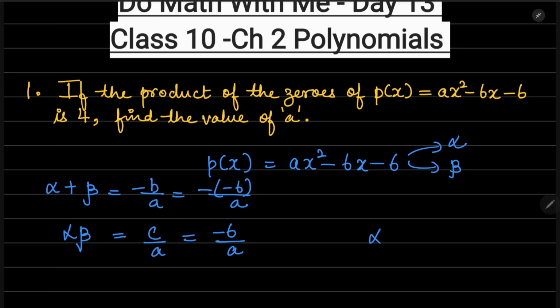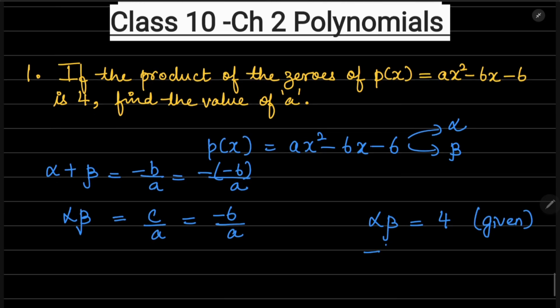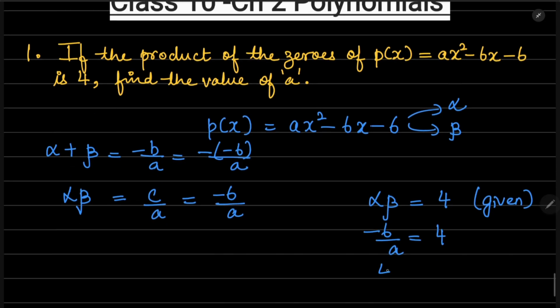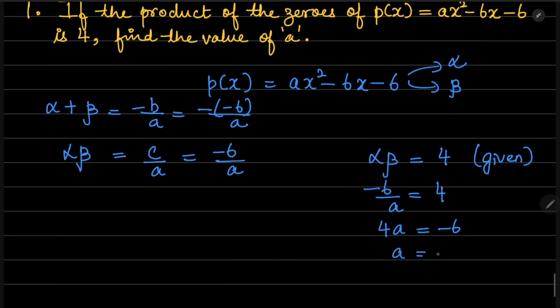So what is the product of the zeros? Alpha beta is equal to, you are given it as, the value is 4. This is given to you in the question. So what is alpha into beta? Minus 6 by a is equal to 4, or you can write 4a is equal to minus 6, or a is equal to minus 6 by 4.